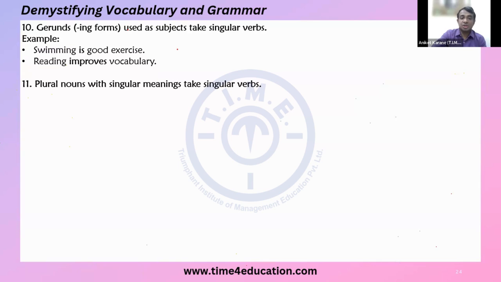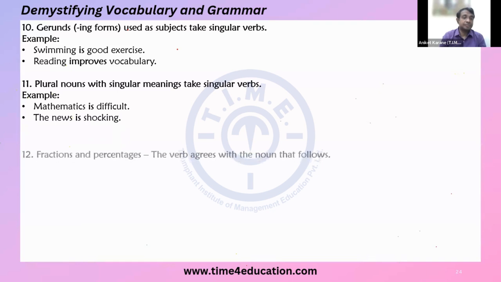Now, plural nouns with singular meanings take singular verbs. So mathematics is difficult. Mathematics is a plural noun, but it has a single meaning. Mathematics is one subject, right? The news is shocking. News on the whole is considered one, so it has a singular meaning.